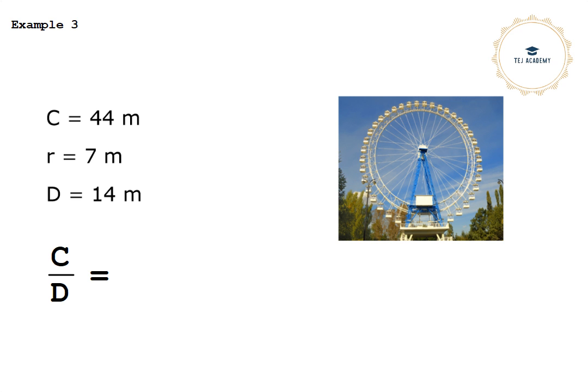Here in example 3, we have a giant wheel with circumference as 44 meter and diameter 14 meter. Very important, please note that I am using the unit as meter, whereas in our earlier two examples we used the unit as centimeter. So don't get confused. Now we will find the ratio of circumference to diameter for this particular object, that is a giant wheel, which will be 44 upon 14. And after simplifying, we'll get 22 upon 7. Same.